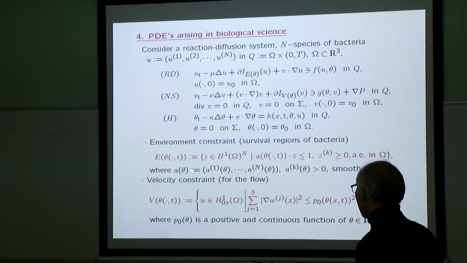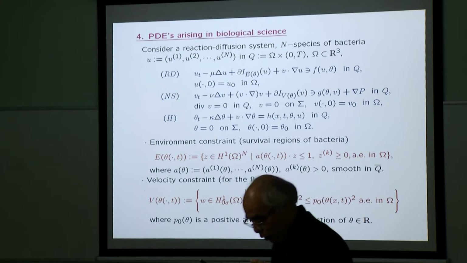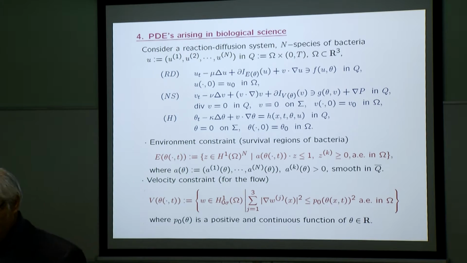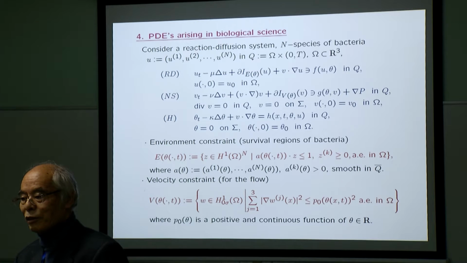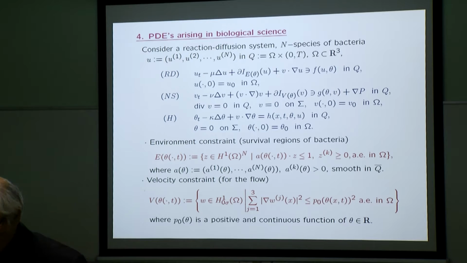But mathematically, the vector field A of theta is smooth. And well, the second equation is the Navier-Stokes equation. You consider a container, a very big container, and in this container there is a flow, a fluid flow. And there are sea glass, or you can imagine biomass, for instance.